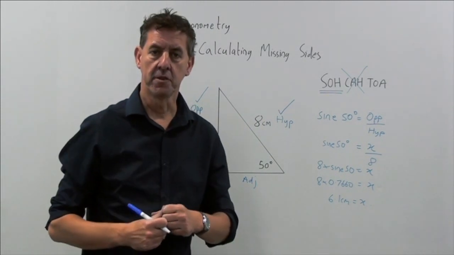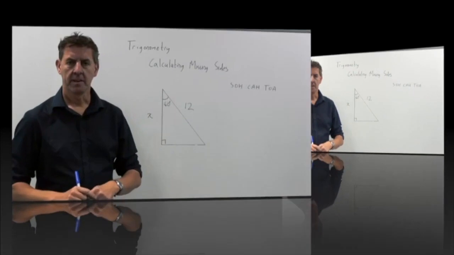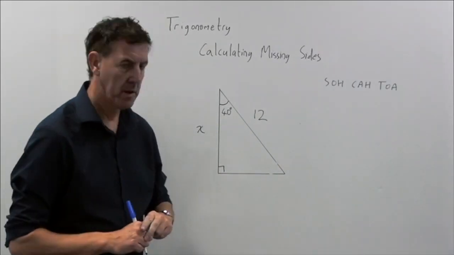So you found your first missing side using trigonometry. Let's have a go at calculating this missing side from this right angle triangle.